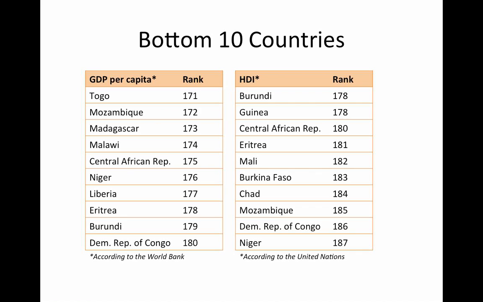Here is a list of the bottom 10 countries according to each measurement. What do you notice? I would say that many of these countries are the same. Mozambique, Niger, Eritrea, Central African Republic, Democratic Republic of Congo, Burundi, they're all on both lists. Even the ones that don't totally match, like Guinea isn't very high up on GDP per capita either. It's still ranked really, really low. So there isn't very much of a difference when you get to the very bottom.